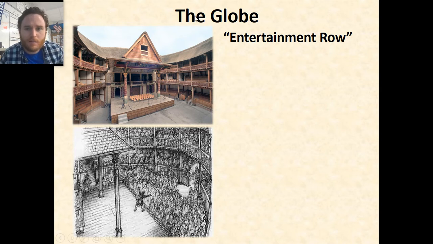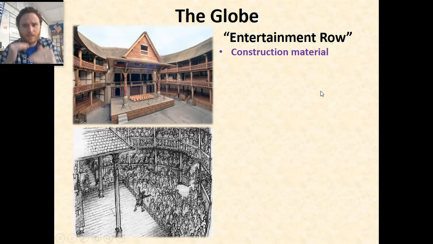Okay, this was Entertainment Row. There were lots of theaters around that street. So Shakespeare was commissioned to write his for the Globe, but many other competing theaters, a very competitive environment, which might help us understand how Shakespeare got so good at this, competing against other playwrights of the time. The construction material at the time was wood, though.